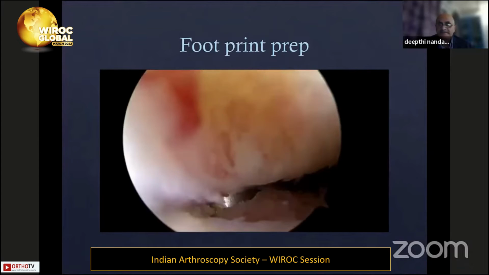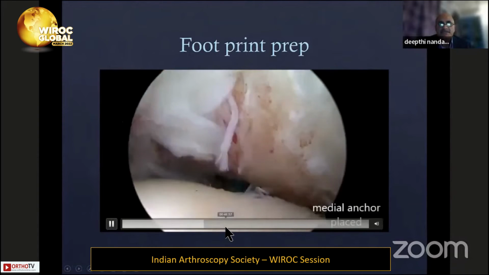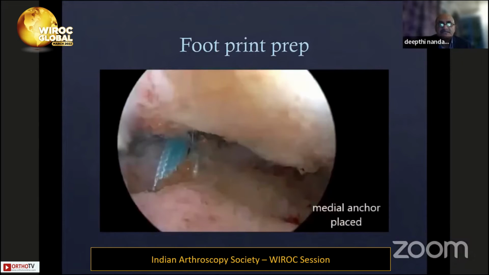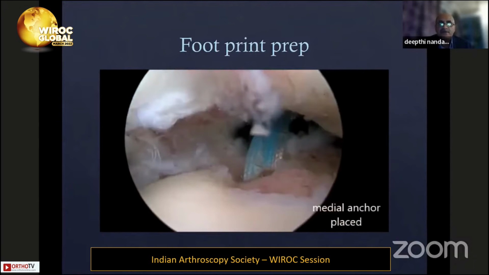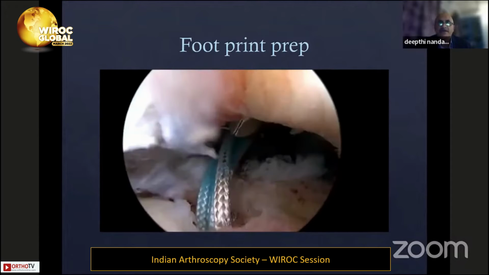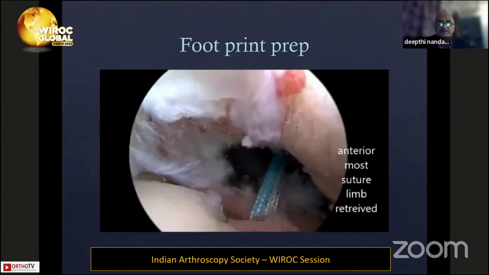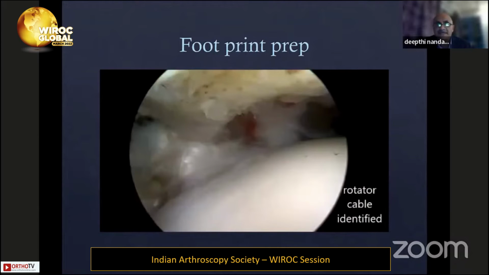Once that is in, the sutures are retrieved. You can see the nice marrow coming out, which will help in the healing of these cuff tears. You don't require any PRPs, and studies have shown there is no difference if you use PRP or not use any PRP. That is the cable we need to restore.